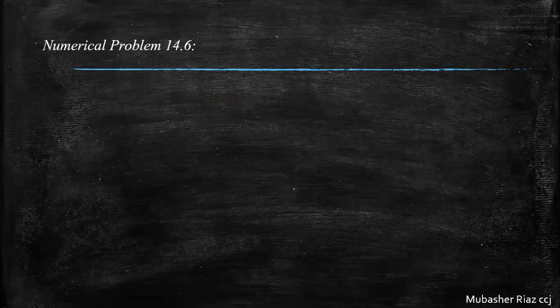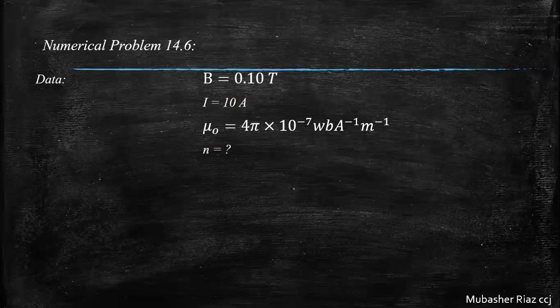Question number 6. You are asked to design a solenoid that will give a magnetic field of 0.10 Tesla. क्या आपको कहा जाता है कि एक solenoid डिजाइन करें जो कि 0.10 Tesla magnetic field produce कर सकता हो. Yet the current must not exceed, लेकिन साथ लिमिट बताई गई है कि करंट 10 एम्पेयर से ज्यादा नहीं होना चाहिए. So find the number of turns per unit length that the solenoid should have.